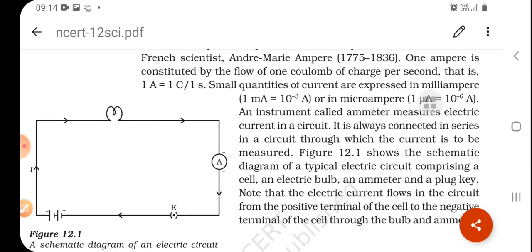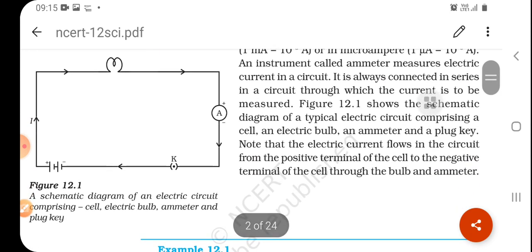There is a switch, there is a battery or cell with plus and minus signs, current I is flowing, and there is a bulb placed which is a load resistance. When the closed conducting path is made, the switch is turned on or the key is placed, then the current will flow and the bulb will glow in this electric circuit. The cell, electric wire, ammeter and plug key are there in this circuit. So this is all about electric current and electric circuit.